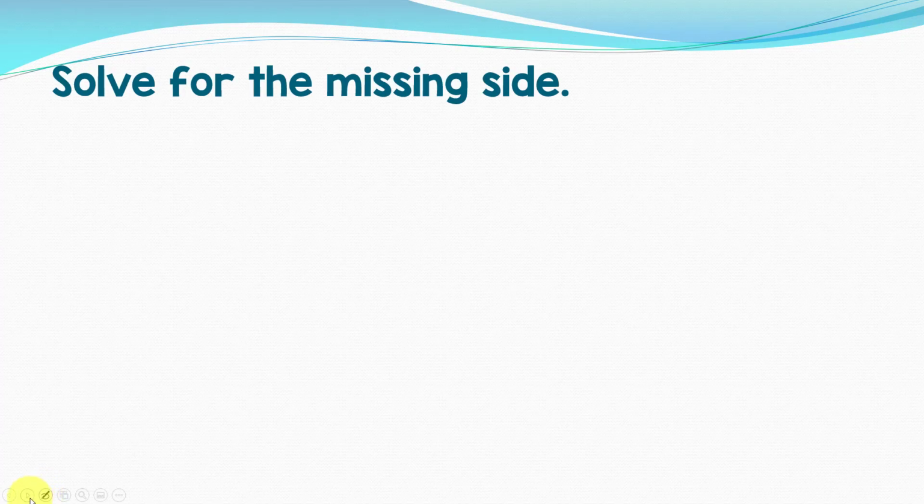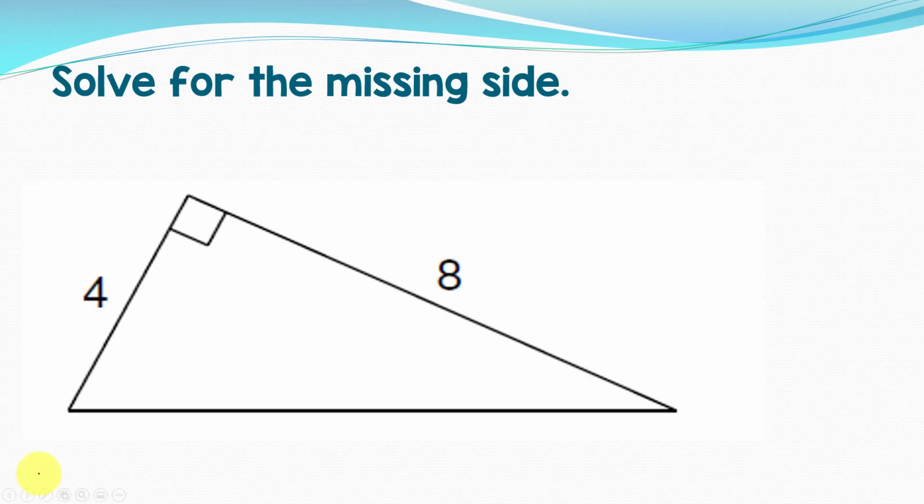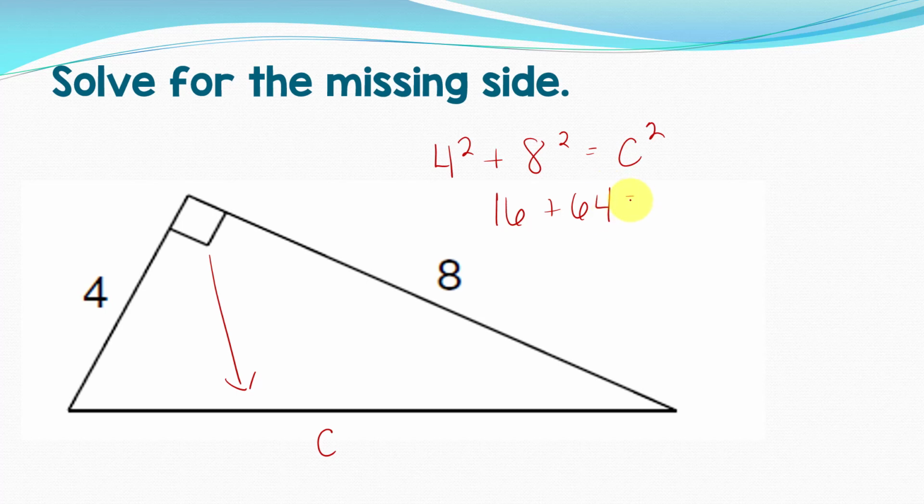So we do use the Pythagorean theorem to solve for missing sides. So I have two sides here, they're the legs, and what's important is finding the hypotenuse and setting it up so that the hypotenuse is always the thing by itself. So 4 squared plus 8 squared equals, we can call that c squared, whatever label you want to give it. 16 plus 64 equals c squared. Add that up, 80 equals c squared.